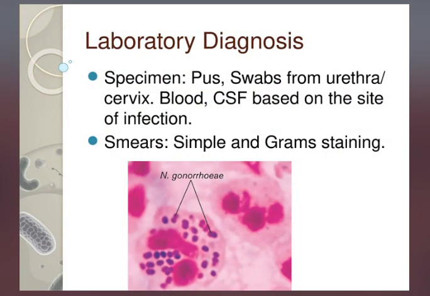Laboratory diagnosis relies on collecting samples like pus or swabs from the urethra or cervix, and blood or cerebrospinal fluid, depending on the infection site. Simple and gram staining techniques are used to identify Neisseriae bacteria, which appear as gram-negative diplococci. Accurate diagnosis is essential for effective treatment.